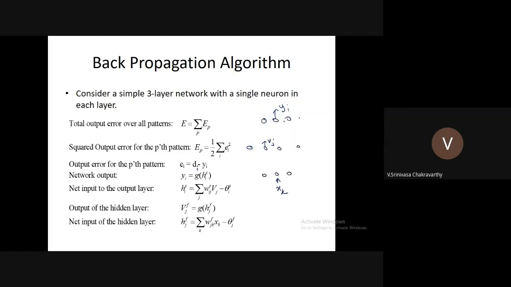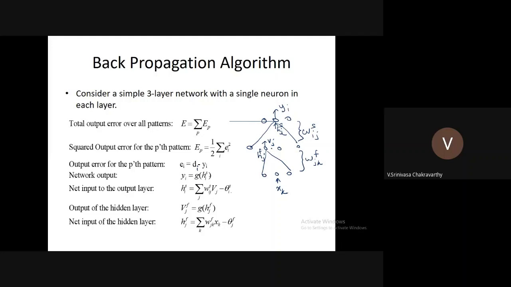Now Y is equal to G of the total input going into a given neuron. Here, the total input going into these neurons I call Hi, and the total input going into the hidden neurons I call Hj. We call this Hj first layer, and this Hi second layer. So Yi is G of Hi of S, that is, the second layer total input, where Hi of S is given by the sum over j of Wij S times Vj minus theta i of S. Here Wij are the second layer weights, and Wjk are the first layer weights.